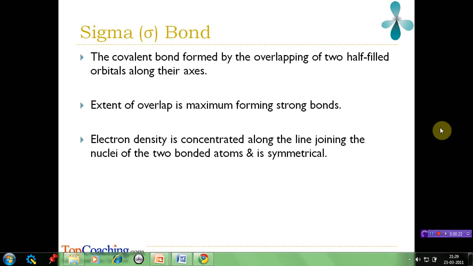The covalent bond which is formed by the overlapping of two half-filled atomic orbitals along their axis, that is, by end-to-end overlapping of the atomic orbitals, is known as sigma bond. In this type of axial overlap, the extent of overlap is maximum, and therefore the sigma bond is strong in nature. The electron density of the orbitals is concentrated along the line which is joining the two bonded atoms. It is symmetrical about the line joining the two nuclei.